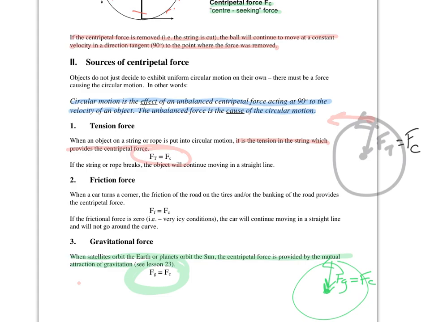When a car turns a corner, the friction of the road on the tires or the banking of the road provides the centripetal force. So friction is the centripetal force here. If friction is zero, aka we have icy conditions, we will not continue in our circle and the car will continue to move in a straight line, obviously missing the curve. So again, coming back to gravitational force, that is the one that I think makes the most sense, and I can apply backwards to other scenarios from there, understanding that centripetal force is equal to a force that is pulling inwards on our circle.